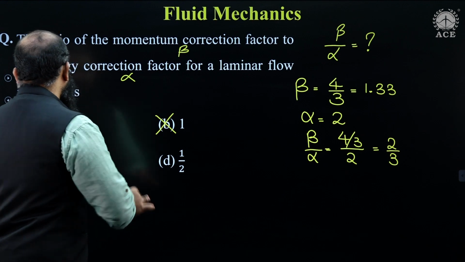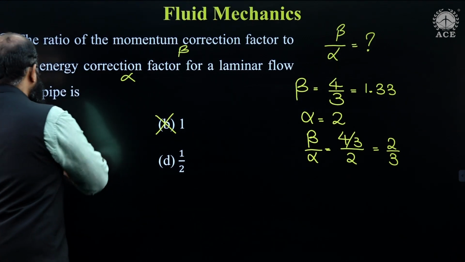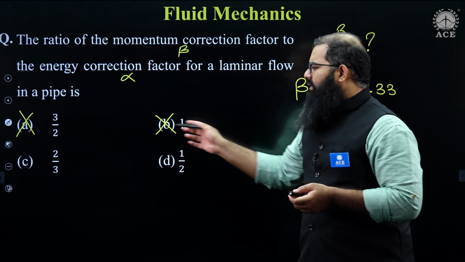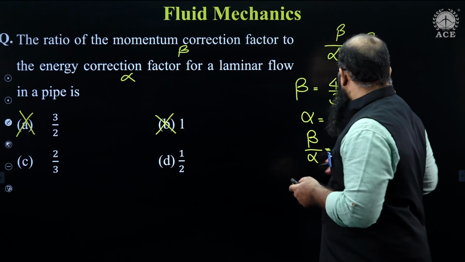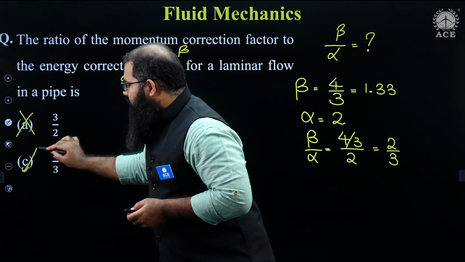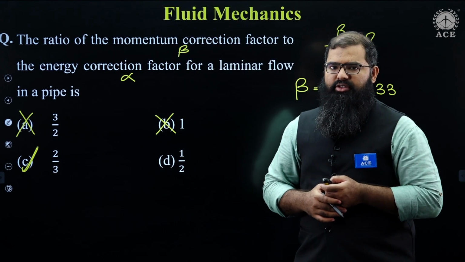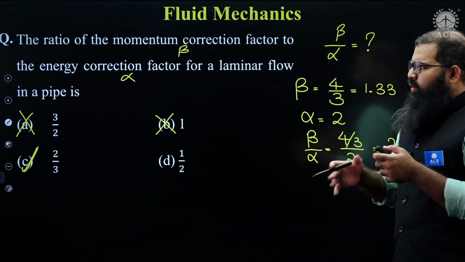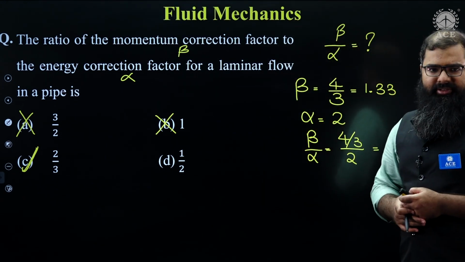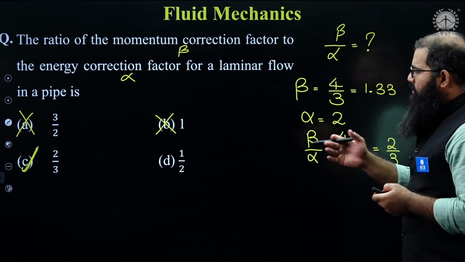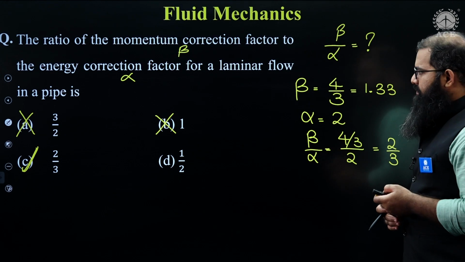Straight away, you could have neglected these two answers. Just by knowing it is supposed to be less than 1, you could have neglected these two answers. Anyway, we got the answer as 2 by 3, so answer C over here is correct. Very simple question, no need to mention anything further regarding this. I hope everyone has got the correct answer for this at least. Moving further to the next question.